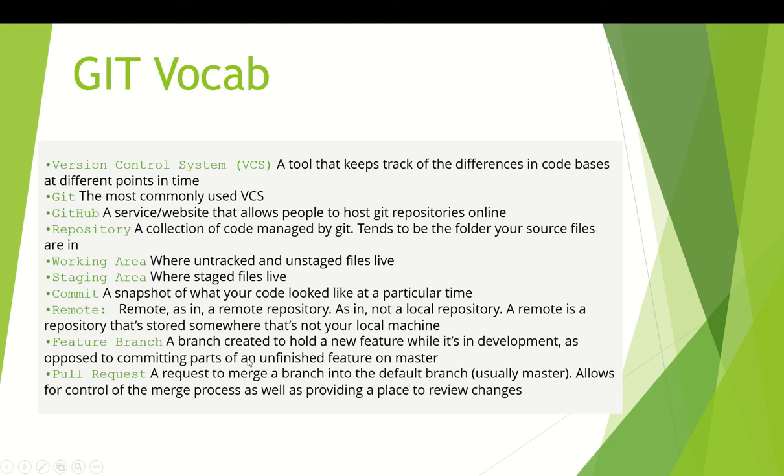A feature branch is a branch created to hold a new feature while it's in development, as opposed to committing parts of an unfinished feature on master. And a pull request is a request to merge a branch into a default branch. Usually master allows for control of the merge process as well as providing a place to review changes. So we will discuss all of this when you work. Maybe when you are working, you don't know that you're in a working stage until you run a command. So we'll discuss this. And let's go to the next slide.